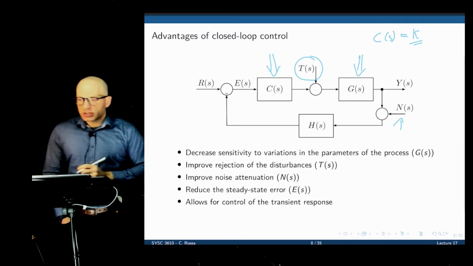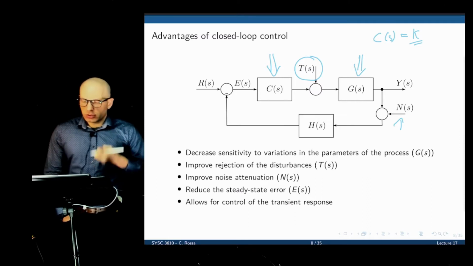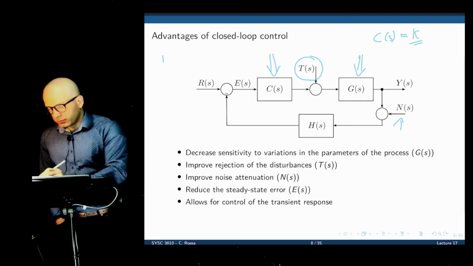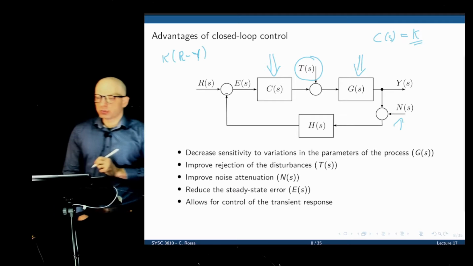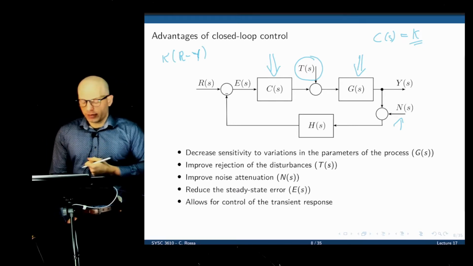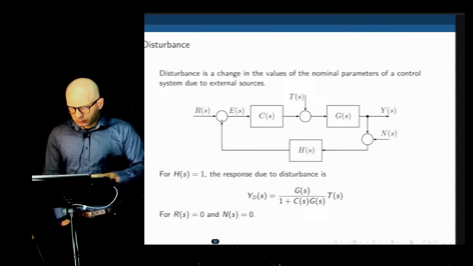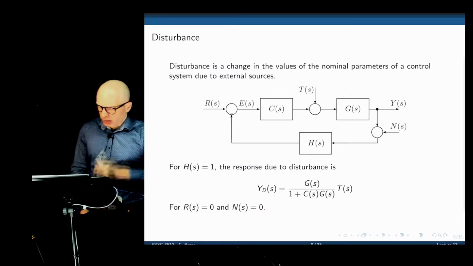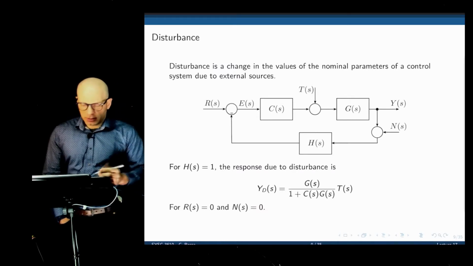What are we saying? We are saying that the control action that we are sending to the plant will be proportional to the error between the input and the output. And this proportionality constant is a gain that we have to define. So now let's analyze the effects of the disturbance in this system. We have again 3 inputs. Let's do one at a time.